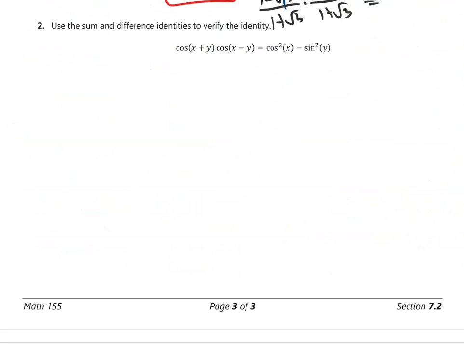Last problem. Use the sum and difference identities to verify the given identity. So cosine of x plus y times cosine of x minus y is equal to cosine squared x minus sine squared y. So here we're going to use the left hand side and use the sum and difference formulas for cosine, since that is the left side.